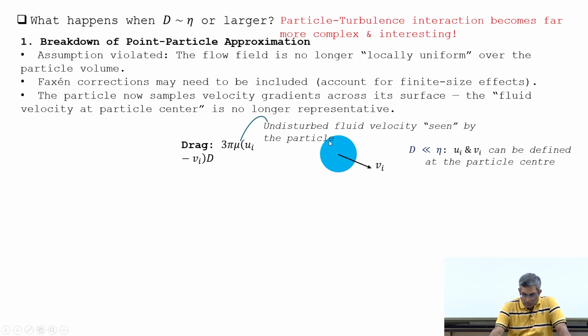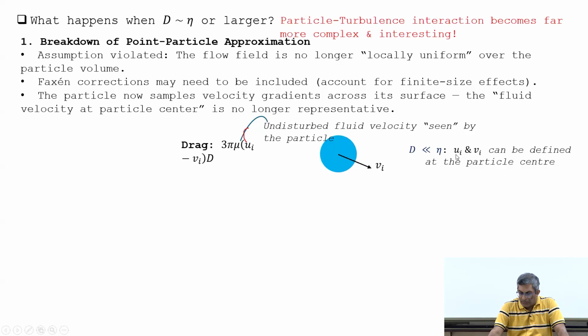So what is meant by fluid velocity at the particle center? Let's say you have a particle here, which is moving with this velocity v. Then the drag is given by 3 pi mu times the relative velocity times the particle size, we know this. And as I said, what is this u? This u is actually the undisturbed fluid velocity which is seen by the particle. With reference to the particle, what is the fluid velocity that the particle sees? That is called the undisturbed fluid velocity seen by the particle. And now this is what is used in the drag term.